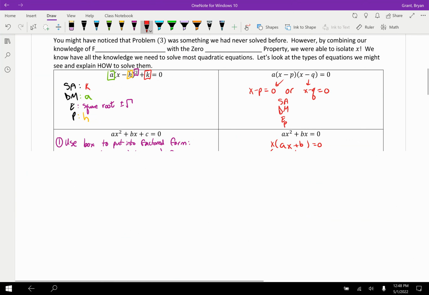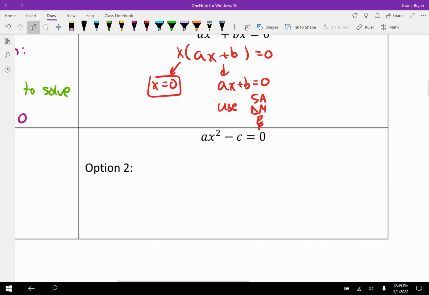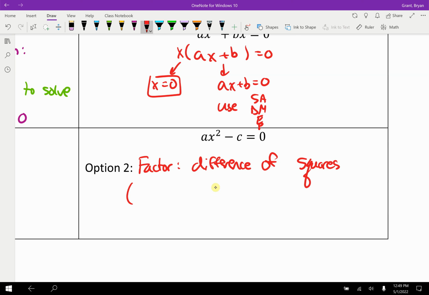And so, this gives us our last option: factor, say difference of squares. And so that gives me something like this equals 0, and then SADMEP.